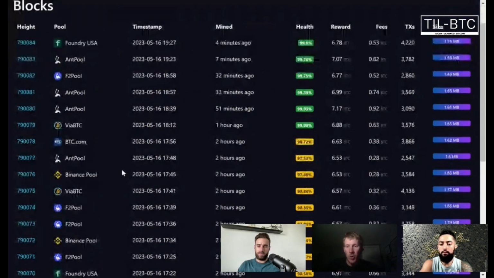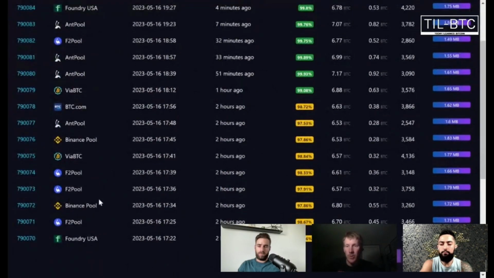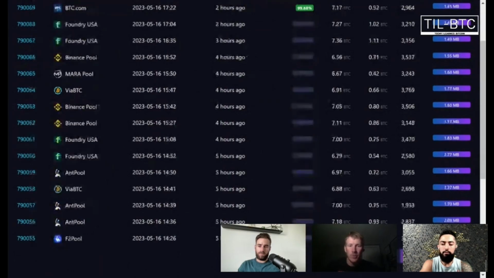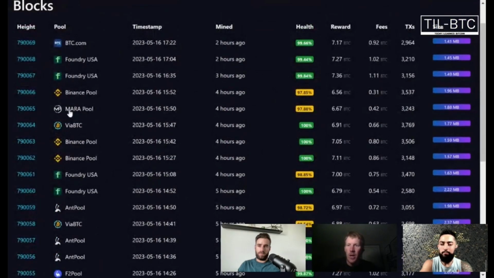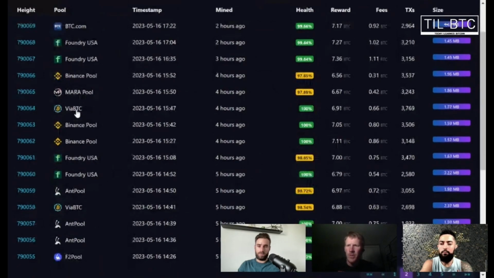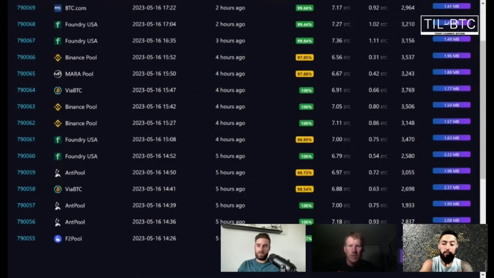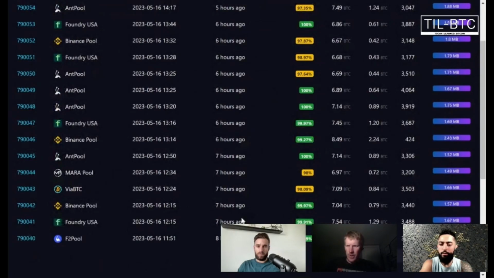These guys mine a lot of blocks. And then you've got smaller players, though we don't even have any smaller players on this whole page. These are all pretty much big pools. But if you go further back in the chain, we can probably find some like Braiins or Luxor. Yeah, or Mara. Marathon is right here. Luxor, I'm not seeing. Did you see Luxor? No, it's just a smaller pool. I'll see if we can find one. There's got to be one in here somewhere. Marathon got another block here.